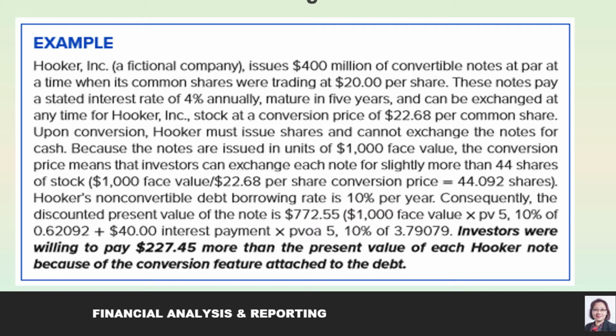So given the discounted present value of the note, $772.55, that means the investors are willing to pay $227.45 more than the present value of each Hooker note because of the conversion feature attached to the debt, because they are buying at face value $1,000, right? But the discounted present value is only $772.55. This means that the investors are willing to pay $227.45 more than the present value of each Hooker note. Why? Because of the conversion feature attached to the debt.